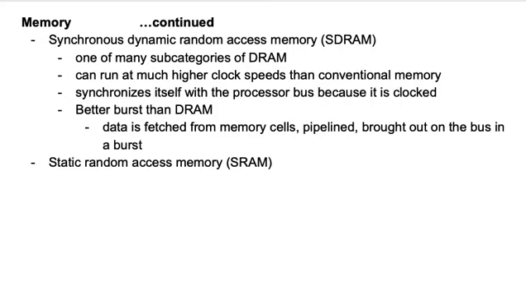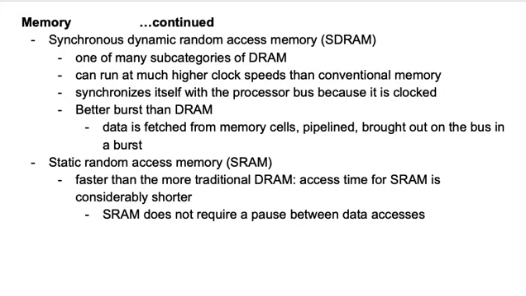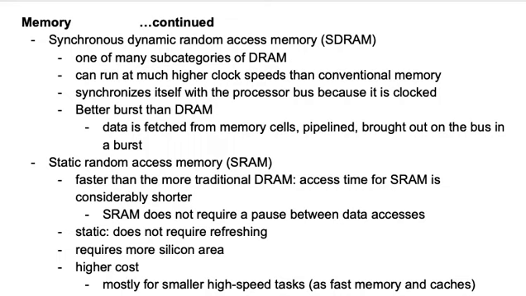in a single burst. SRAM or static random access memory is faster because access time is considered shorter because there is no pause needed between data accesses. It is static. There is no need of continuous electrical signals for refresh. However, it requires more silicon area and higher cost. It is used mostly for high-speed tasks.